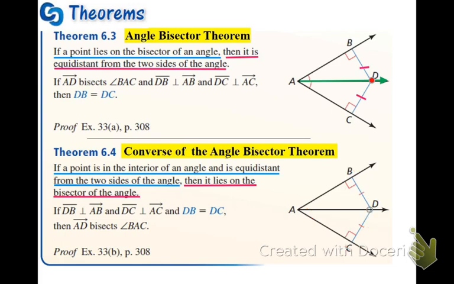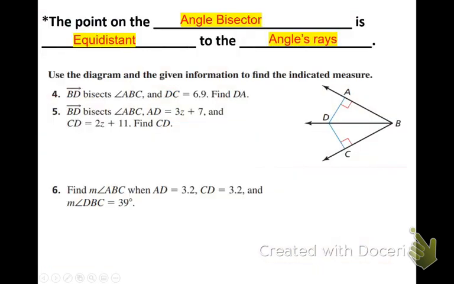So, we're going to use that in the next portion. We'll flip the page. Again, this is the main point. The point on the angle bisector is equidistant to the angle's rays. We're going to use this to solve a couple problems.